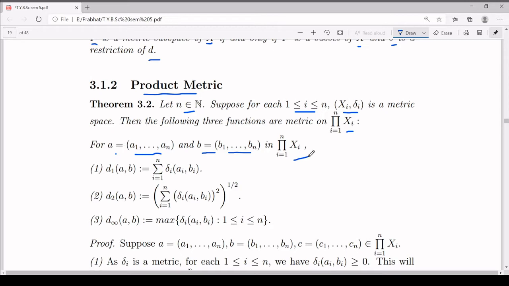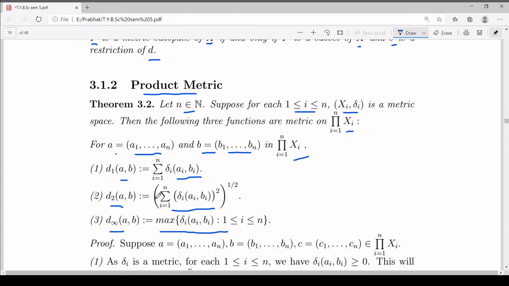Now on this set, the product of Xi, you define first of all d1 to be the summation of delta i(ai, bi), i running from 1 to n. That means it is delta 1(a1, b1) plus delta 2(a2, b2) up to delta n(an, bn). The second function which is defined is denoted by d2(a, b). It is the square root of the summation of delta i(ai, bi) squared. And the third function, d infinity, is defined as the maximum of delta i(ai, bi).